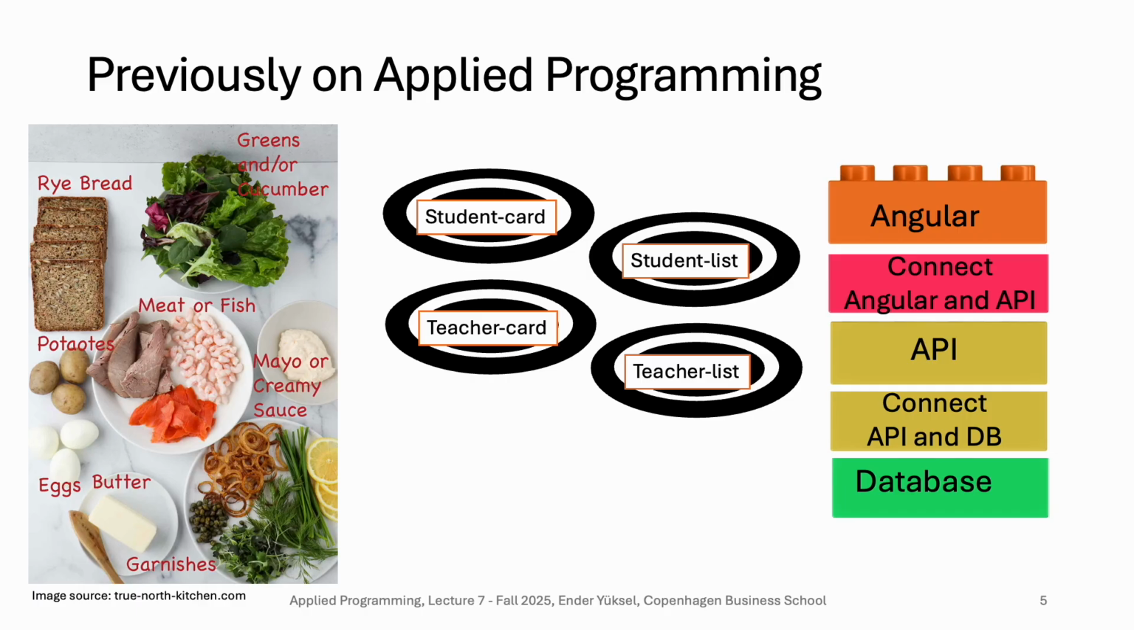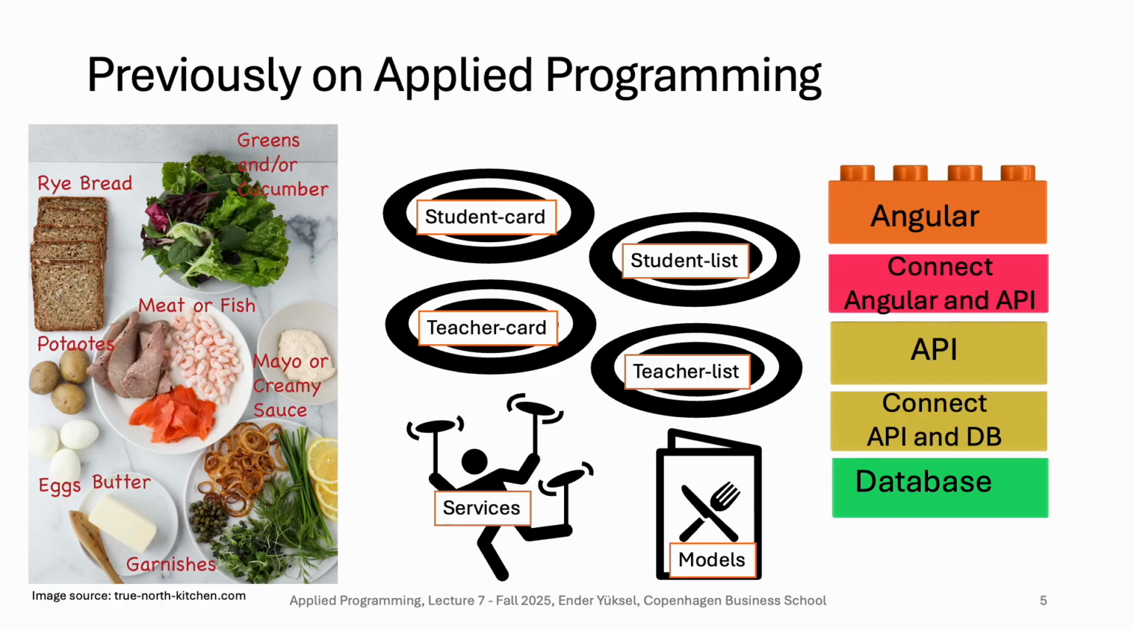For example, student card, student list, teacher card, teacher list. These were the components in our Angular work, and you can have this simple analogy. They are similar to the ingredients of open sandwiches. Other than the components, we also had services, and you can think of it as the waiter. And we also had the models, which you can also think of as the menu or the recipe.